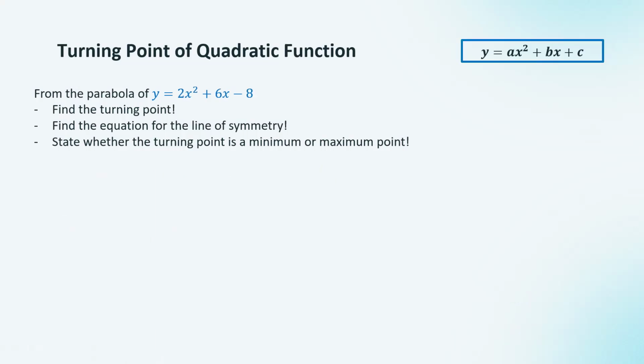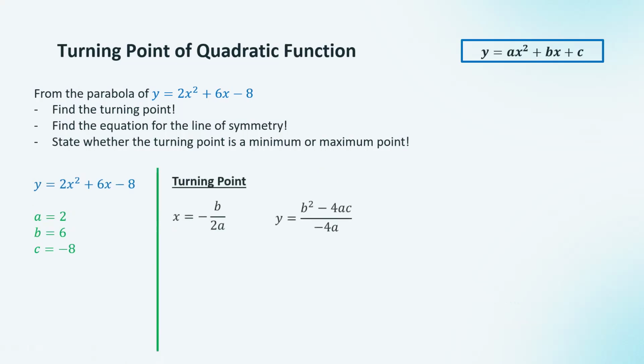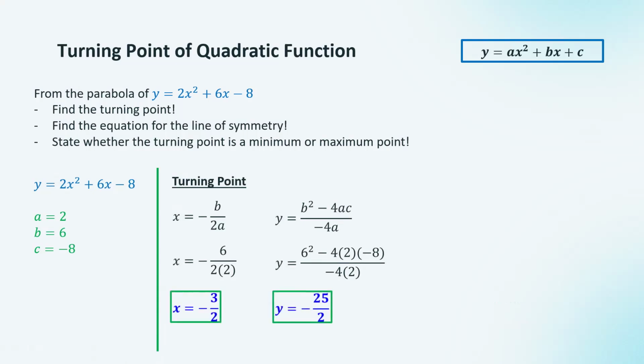Now in this next problem, we know that the quadratic function is in the form of ax squared plus bx plus c, and we can still find the turning point, line of symmetry, and decide whether the turning point is a minimum or a maximum. So again, we first find a, b, and c. After this, we find the turning point by inputting the formula. So we input a, b, and c, and beware of the negative or positive sign if there are any. After calculations, we know that x should be -3 over 2 and y should be -25 over 2.